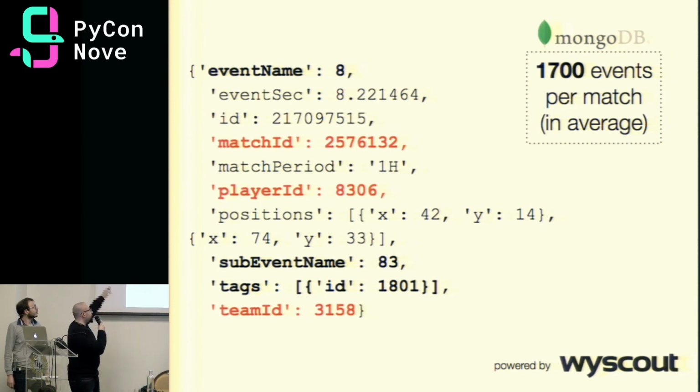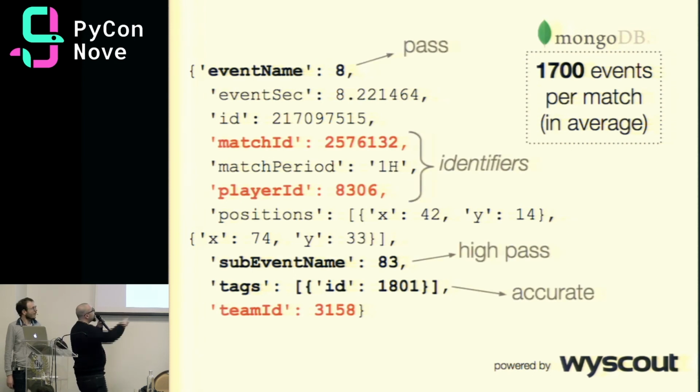For example, we have the type of the event, a pass in this case. We have the timestamp of the event, which is when this event occurred during the game. We know that in this case, the event occurred at the 8th second in the first half of the game. Then we have some identifiers to identify the match, the player, and the team associated with the event. And then we have some information regarding the position. So for every event, we have the position where the event occurred.